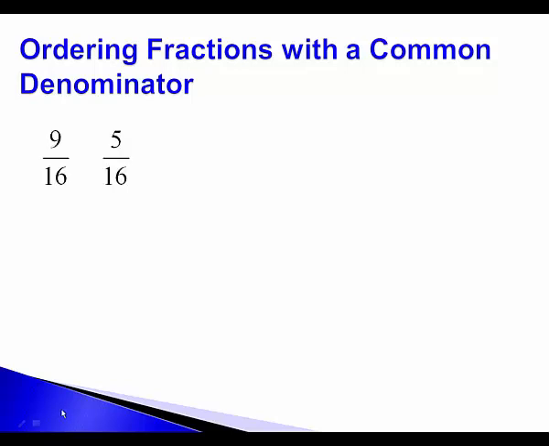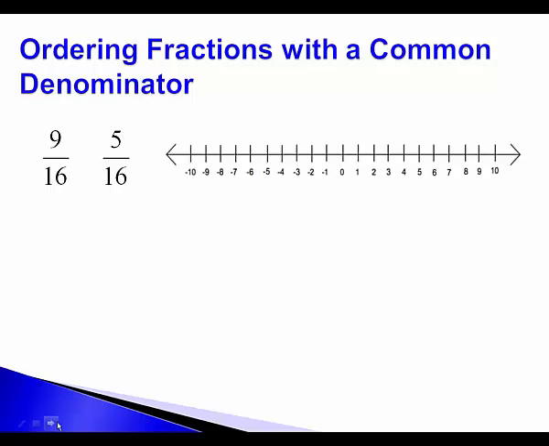So I have 9 over 16 and 5 over 16. Let me put up a number line just to kind of give you a point of reference. You have 9 and 5, and so if you look at this, your 5 is here, your 9 is here, so the 5 is farther to the left. It is the smaller, and remember the little end will point to the smaller number. So it should read 9 over 16 is greater than 5 over 16.